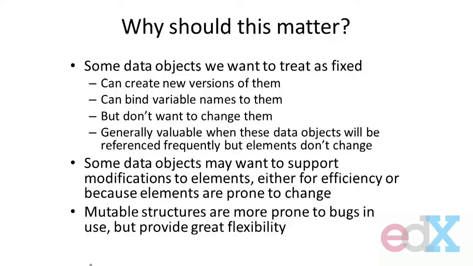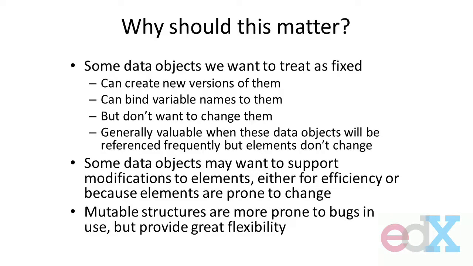And why would we want to do that? Well, in part, because there are going to be some problems where that's really valuable. Some data objects we really want to treat as if fixed. We can create new versions of them, we can bind variables to them, but we don't want to change them. This is usually valuable when those data objects are going to be frequently referenced, but the pieces inside of them don't change. Why would we want the ability to change them? Because that can just lead to bugs.